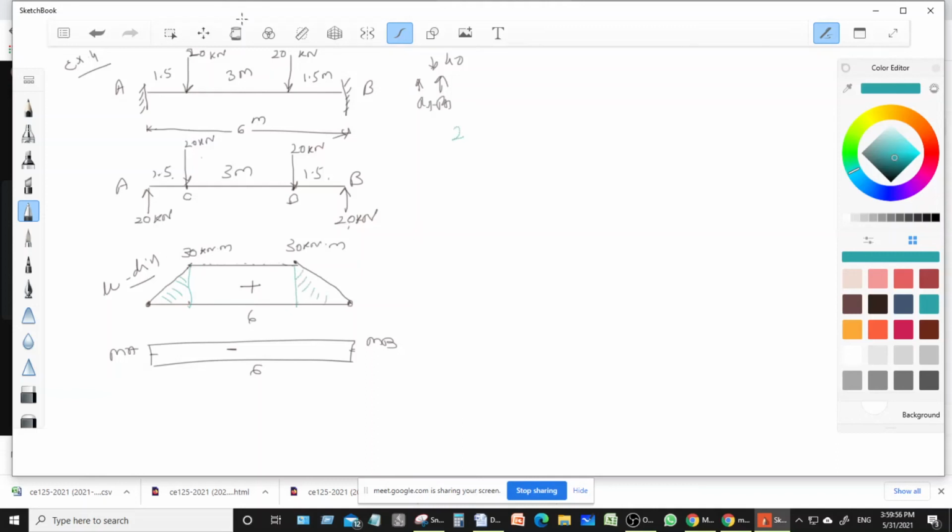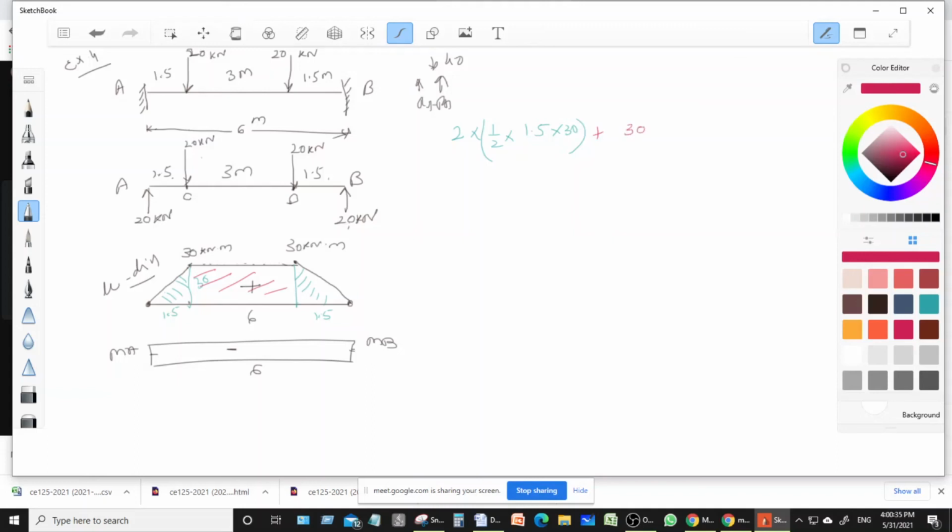So we have the two triangles, that is 1 by 2, base is equal to 1.5, because this distance is 1.5, and this is also 1.5, right? So 1/2 base into the height, which is 30, into 30. So this is the first triangle, and this is the second triangle. So 2 times 1 by 2 base into the height. Now let's just consider this mid portion, it is a rectangle, so that is equal to base into the height.